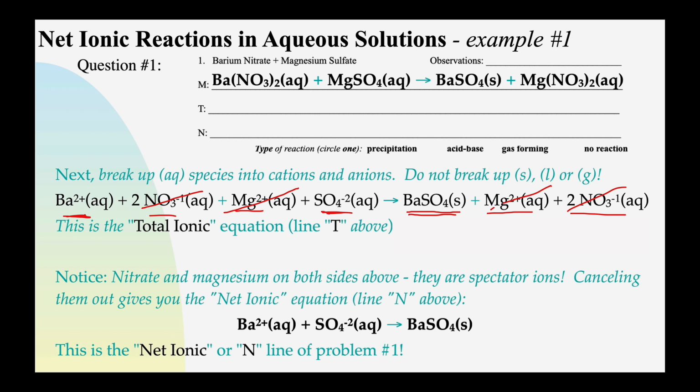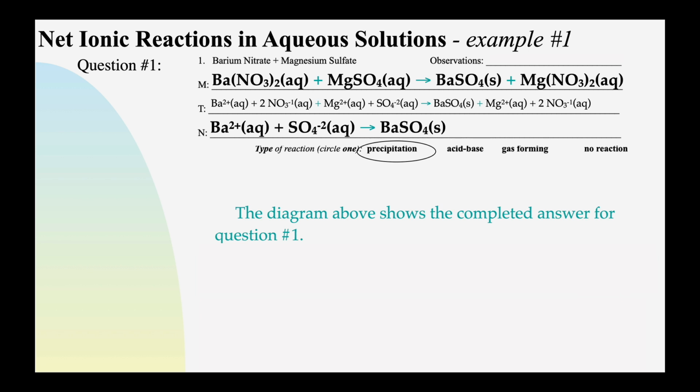Now, we're making a solid here. A solid is a precipitate in my chemistry world. So in this drawing, you would circle the precipitation line right there. You can see that I filled in the N line. We already had the M line.